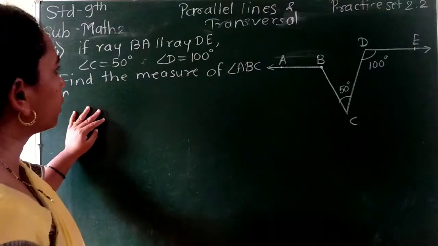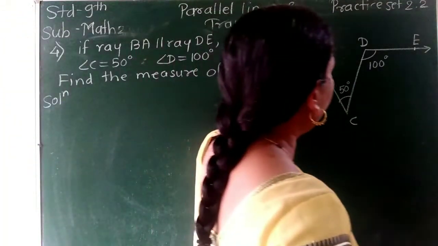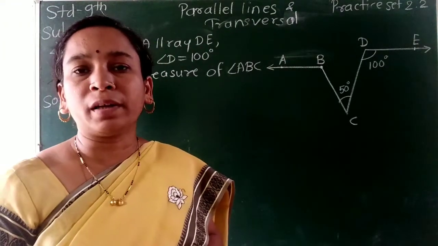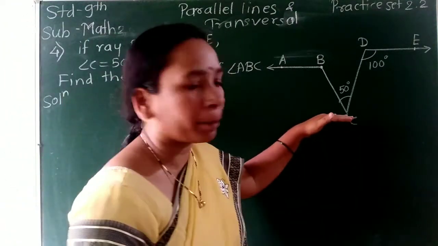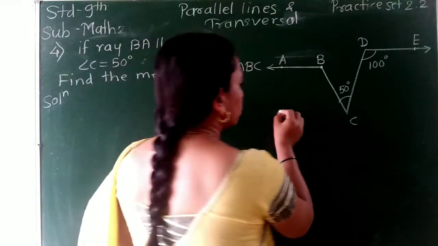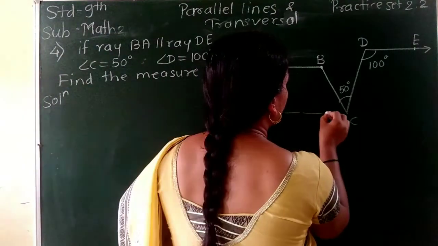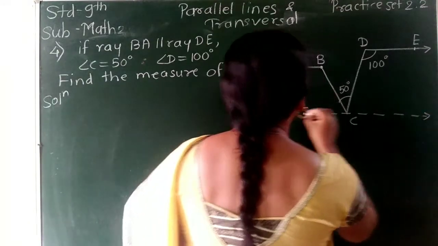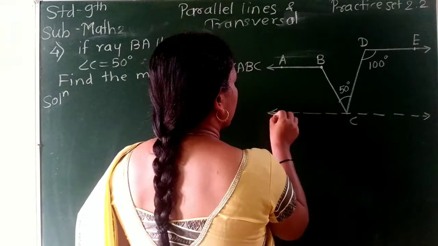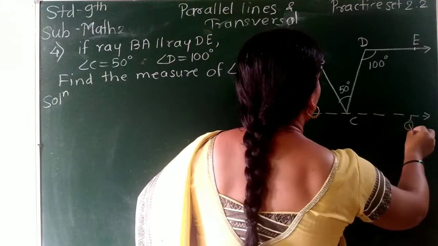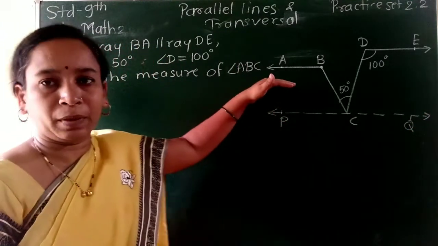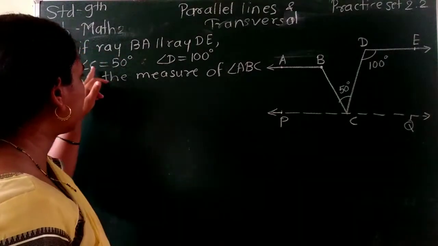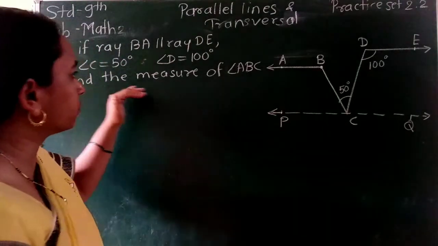Fourth example: I have said that ray BA and this ray are parallel with each other. One more hint they have given is that we have to draw a parallel line through this point C, which is parallel to BE, or parallel to AB. PQ is the line which is parallel to AB through the point C. With the help of that parallel line, I can find the measure of the angle.